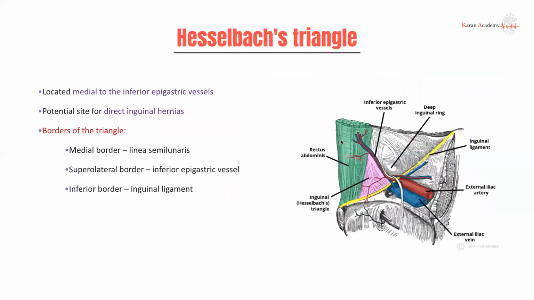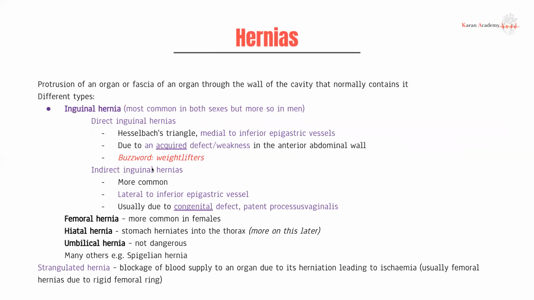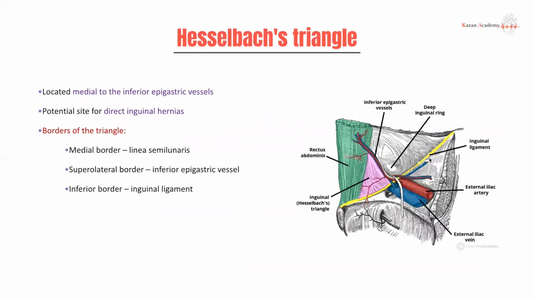Therefore, by default, a hernia that passes in the patent processus vaginalis would have to lie lateral to Hesselbach's triangle because of the presence of the deep inguinal ring, which is lateral, right? It is for this reason that indirect inguinal hernias pass laterally to the inferior epigastric vessel due to defects in the processus vaginalis. With direct inguinal hernias, now instead of passing through a pre-existing space, you have weaknesses in the anterior abdominal wall, so muscle. It then passes through the muscle and therefore herniates.